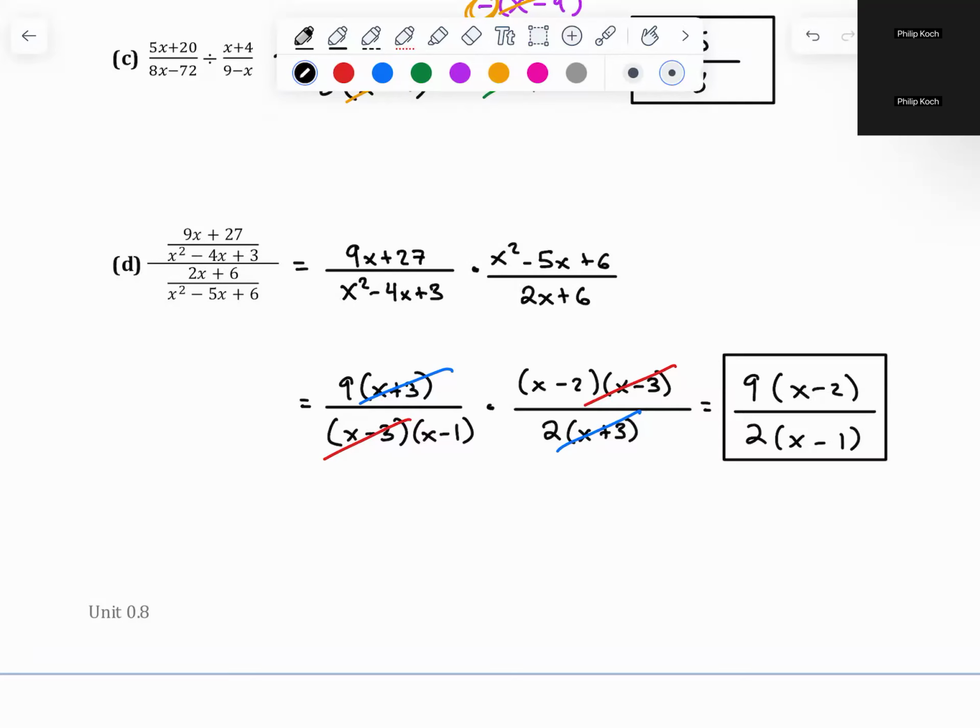I'm pausing the recording. Back to it, you should get 9 times x minus 2 over 2 times x minus 1. Remember, the 2's can't cancel because one of them is a term of the factor x minus 2, and one of them is a factor. You can't cancel terms and factors. So we leave it as is, provided that x does not equal 3 or x does not equal -3.